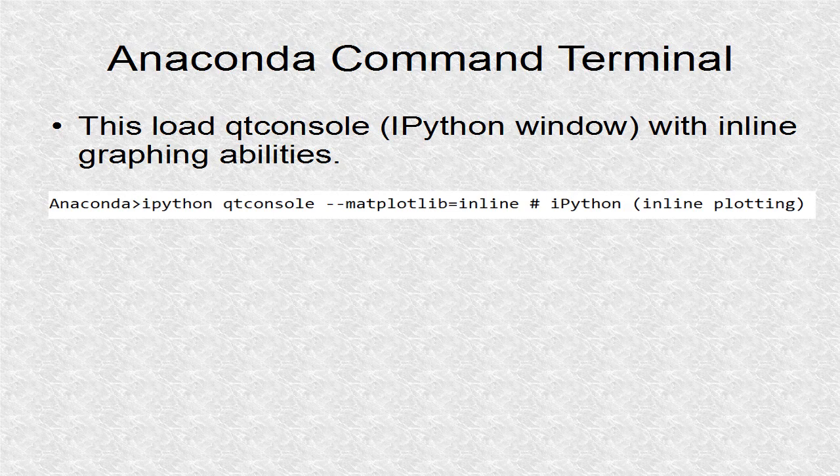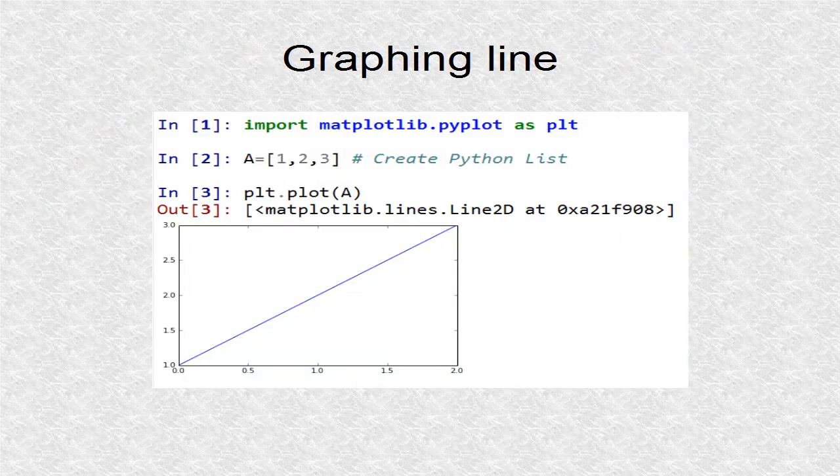This is another Anaconda command prompt command for starting IPython. The arguments are for inline plotting. This means graphs will be shown on the main window and a separate window will not open. This is an example of inline plotting. First, the graphical library is loaded. Next, a list with 3 values is created. Finally, that list is plotted.